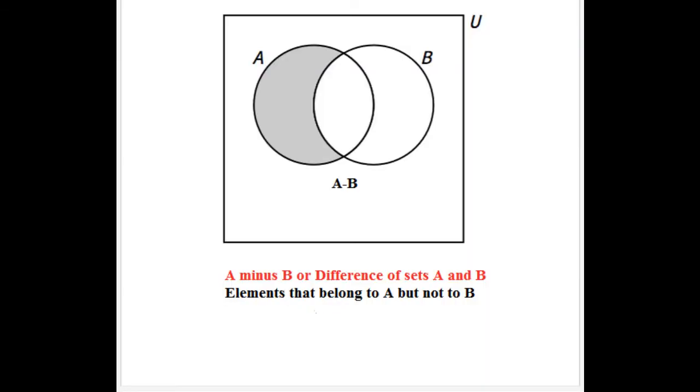The second picture shows the Venn diagram of the difference of two sets A and B, which is denoted by A minus B. As we know, the difference of two sets A and B is the set of elements that belong to A but not to B. So the Venn diagram will be the shaded portion which is not common to A and B but only to A.